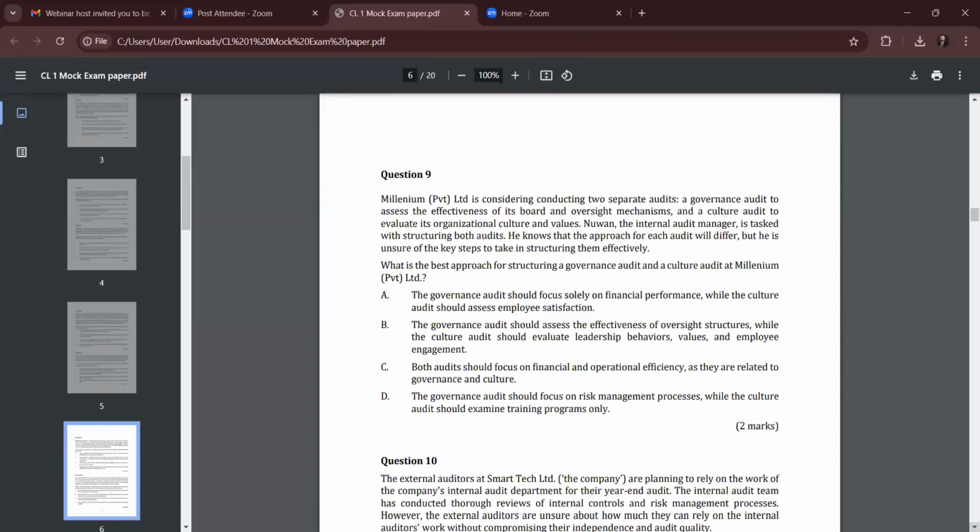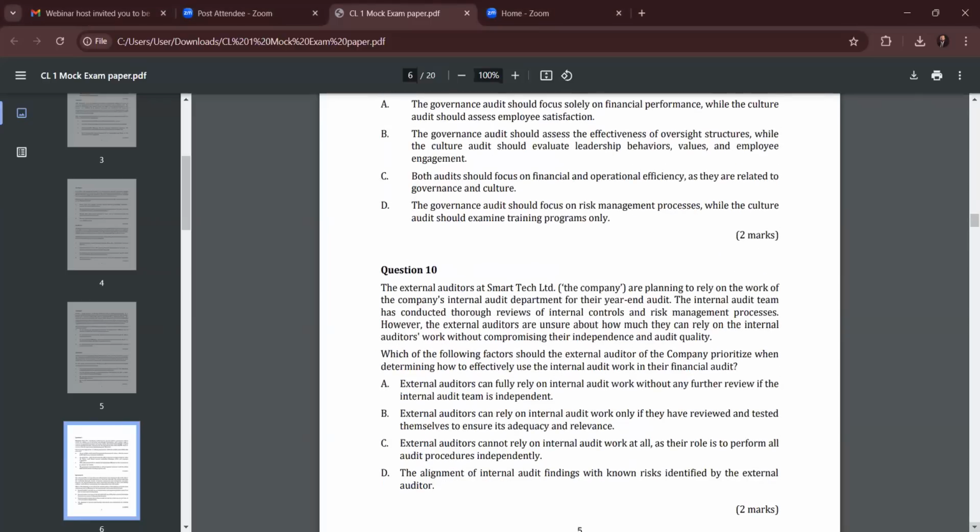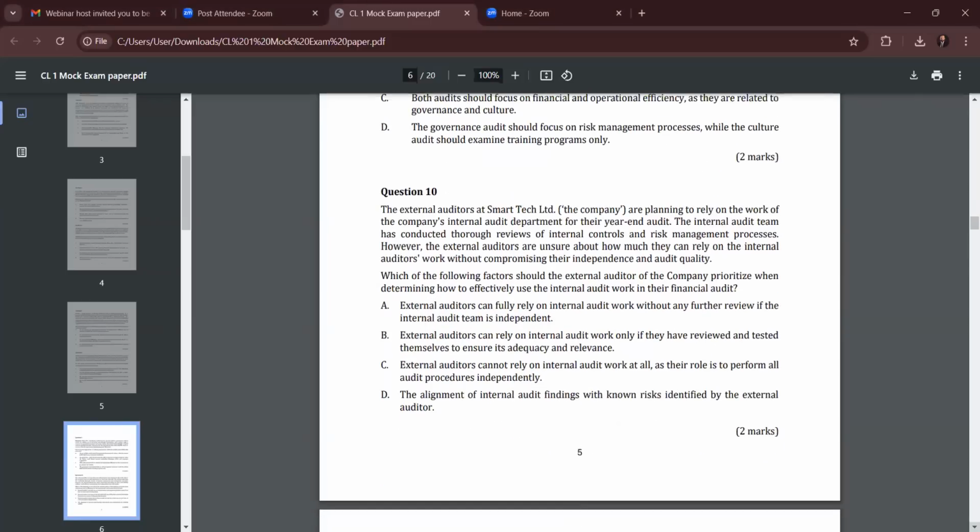Oversight. The governance audit should focus on risk management processes, while culture audit should examine training programs only. No. Answer A, B, C, or D. What's the answer? B. Answer is B. The governance audit should focus on effectiveness of the oversight, like the board, the audit committee, and culture audit on values, employee behavior, things like that.